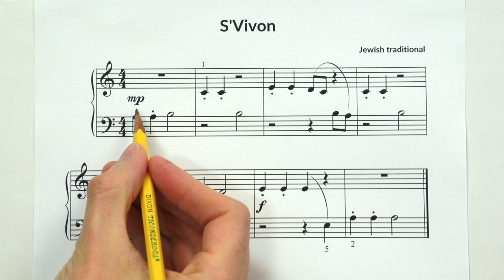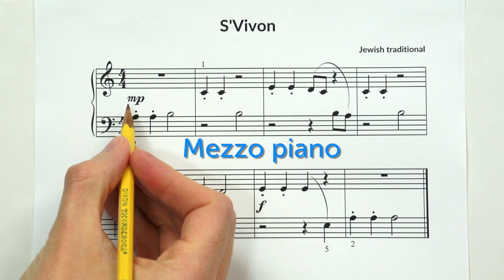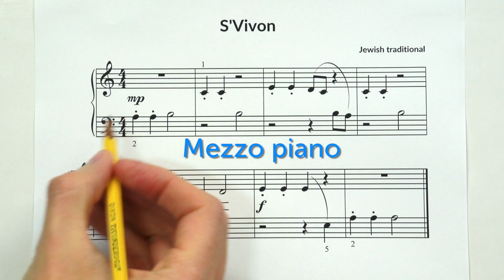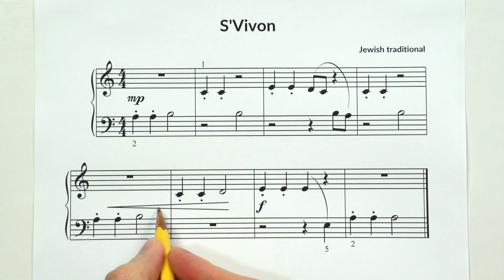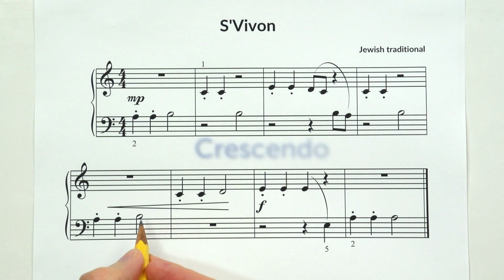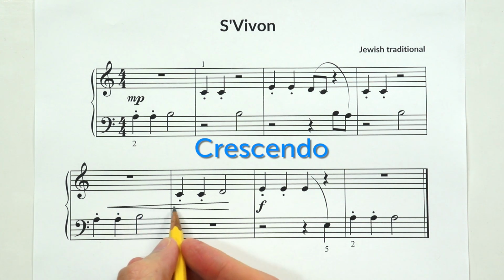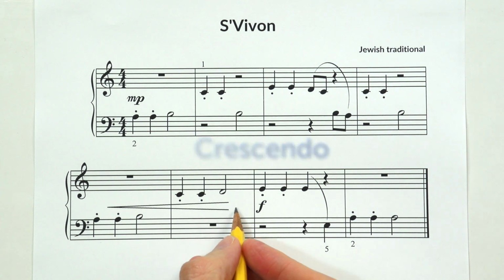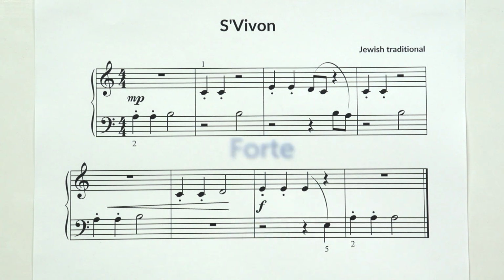Now, we also have some dynamic marks in Ce Vivant, like this mezzo piano. Mezzo piano means you'll play medium soft. Then down here, these lines that grow wider mean to do a crescendo. A crescendo will mean gradually get louder, louder, louder, louder until we get to forte, which means to play with strength or loudly.